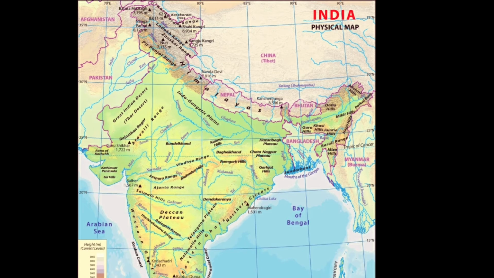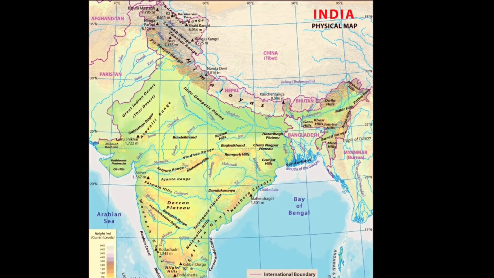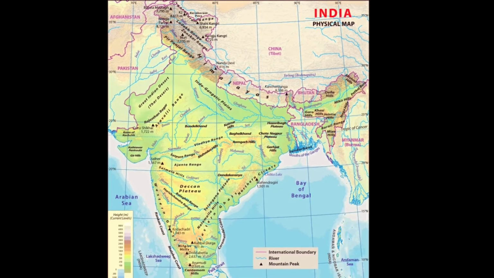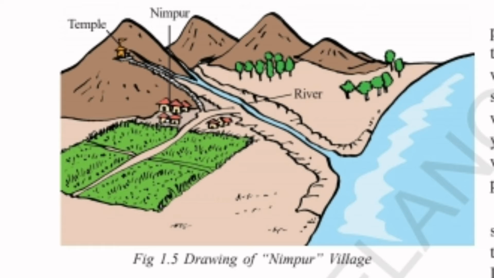So, how can we represent the heights of land on flat paper? Of course, we can make a drawing. Now, you observe this drawing of Nimpur village. As you can see, this is a picture and not a map. Here, the height of the hills hides what is behind them. A map should actually show all the places without hiding them. Can you think of a way in which we can draw a map of this place?